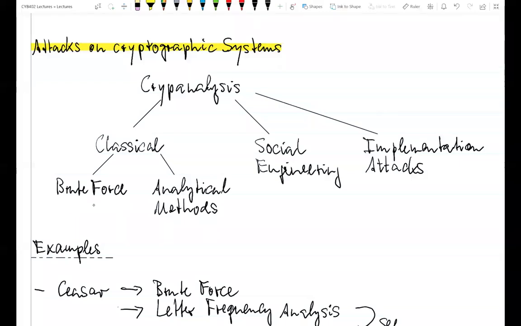Brute force is only used as a way to juxtapose against analytical methods and have an understanding of how much better a certain attack is compared to brute force. Okay.